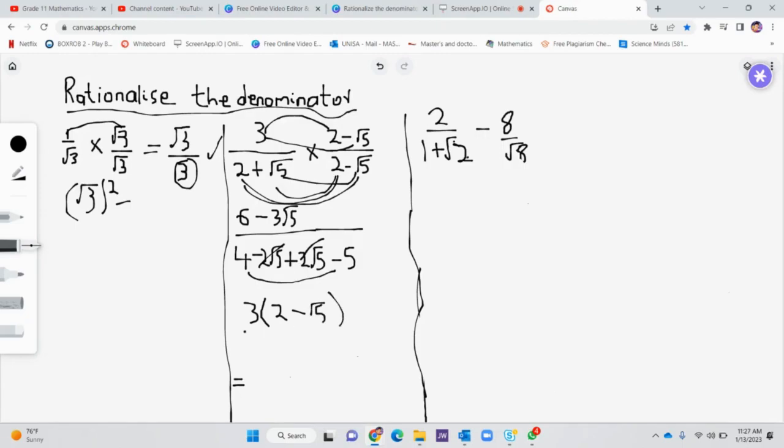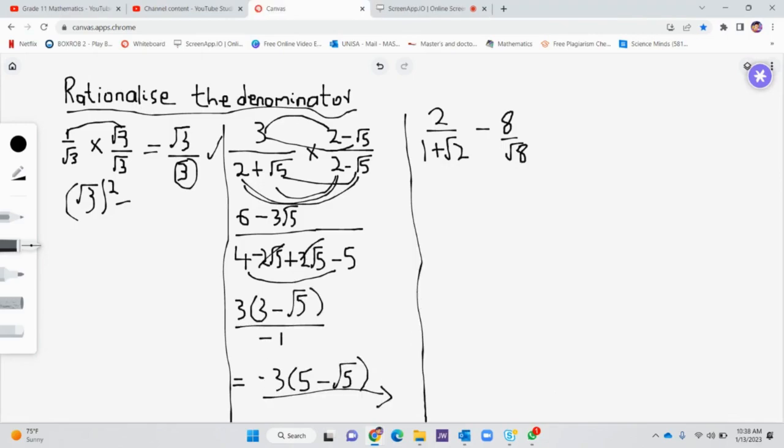And in the denominator, we have minus 2 root 5 plus 2 root 5. So same magnitude, different signs. That's why they cancel, so that's a 0. And then we are left with 4 minus 5, which is equal to minus 1. So the answer will then be minus 3 divided by minus 1, which is going to be minus 3 into 2 minus square root of 5. So we are happy with that.